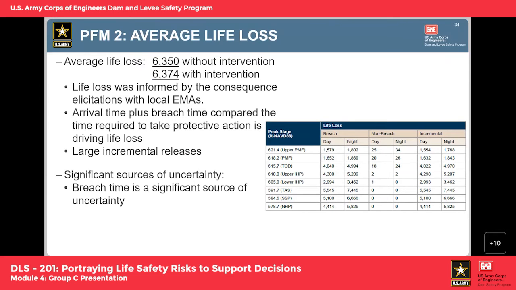And for pools above top of active, unlike PFM1, there are large incremental releases for this failure mode, but similar to PFM1, there's uncertainty in the breach parameters. Again, one breach geometry was used for pools above top of active storage and another below. And again, there's probably some variability in that based on the actual flows and the actual depths and durations. There would be some variability in those breach parameters, more so than what was modeled.